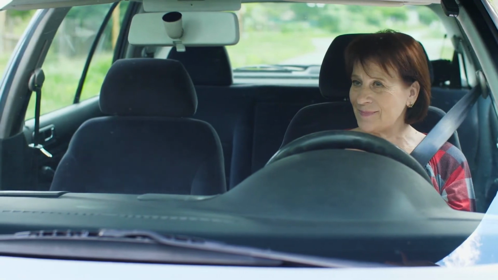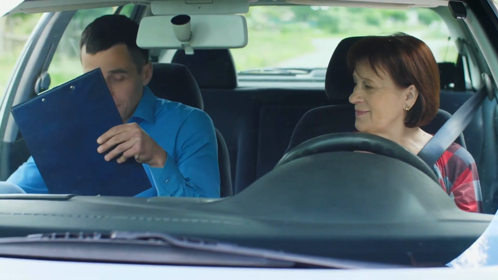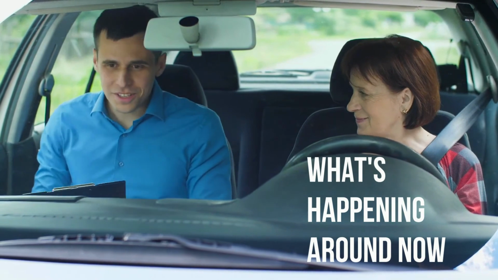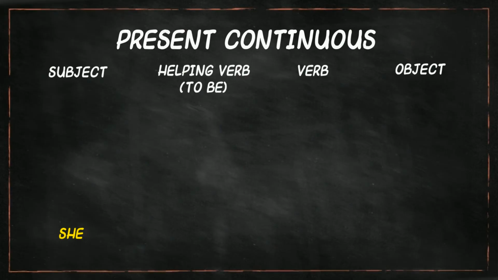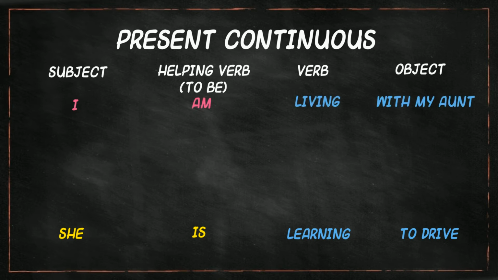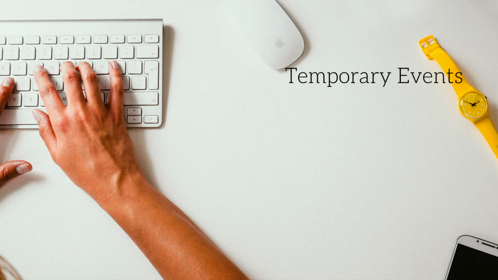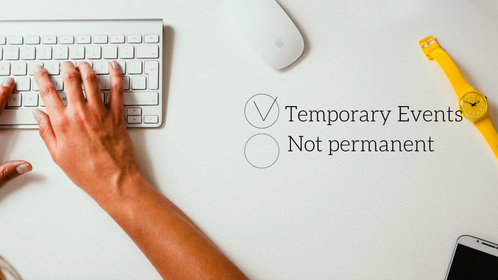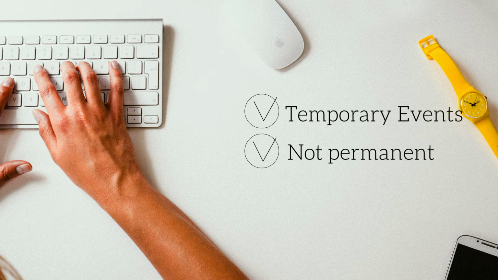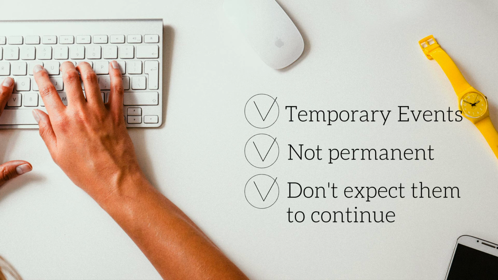The second use of the present continuous is to describe things that are happening around now. For example, she is learning to drive. I am living with my aunt until I find somewhere else. They are looking for a new job. When we use the present continuous in this way, we're describing temporary events rather than permanent ones. Events that are happening around now, but that we don't expect to continue.